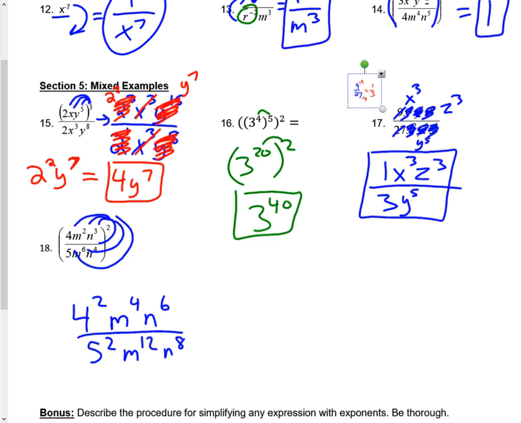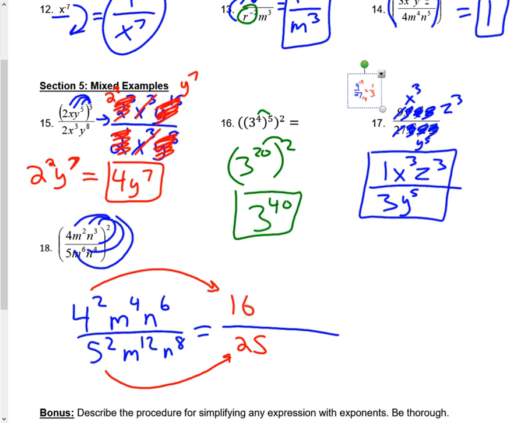Now, when I rewrite this so I can cancel things out, let's first start with this 4 squared and 5 squared. They're not the same base, so you can't actually simplify those. But let's see what they equal. 4 squared is 16. 5 squared is 25.